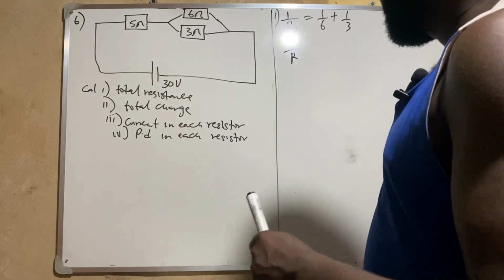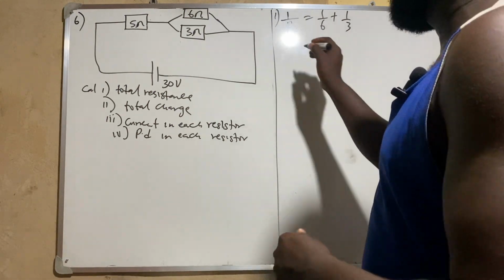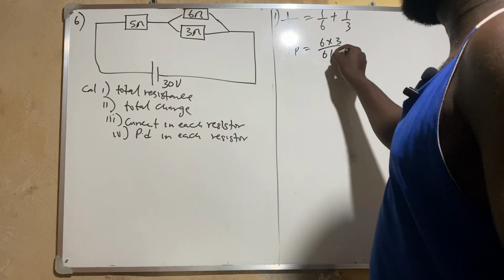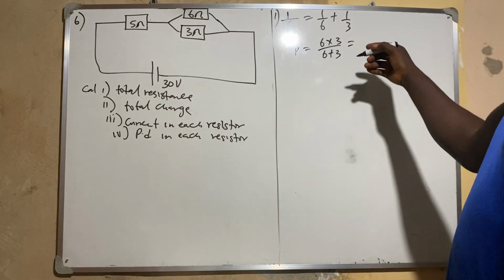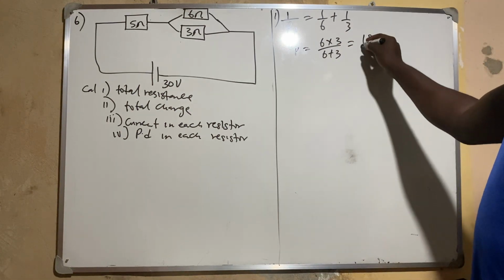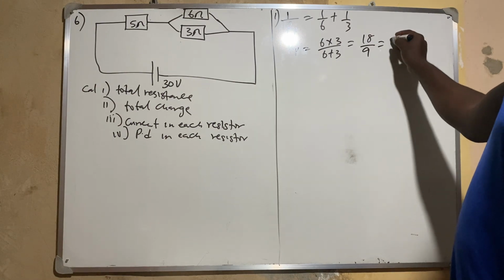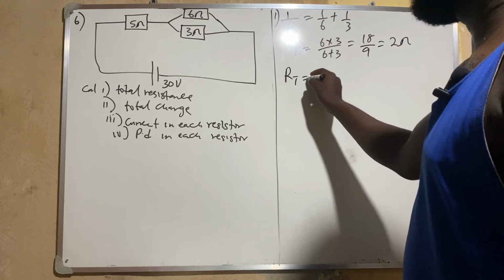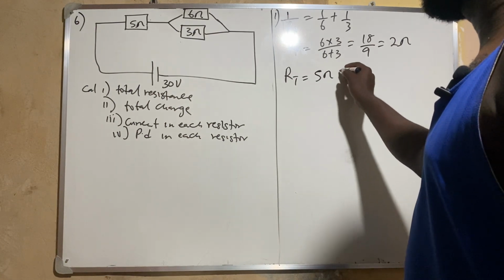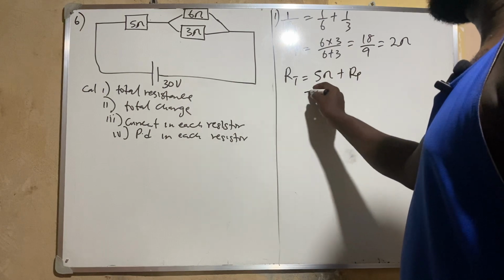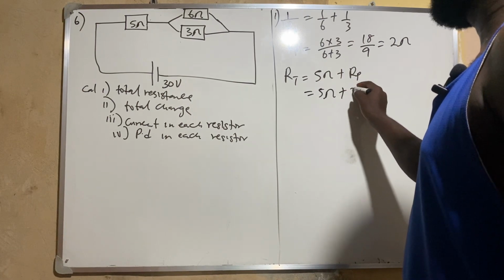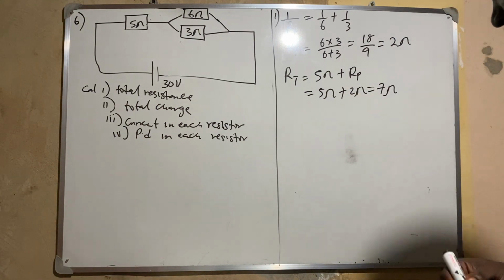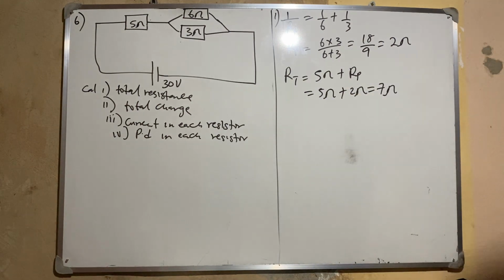Sorry, the easiest way to get it is to say R parallel will now be 6 times 3 all over 6 plus 3. 3 times 6 is 18, all over 9, which is 2 ohms. So R total will now be 5 ohms plus my R parallel, which is 2 ohms, which is 7 ohms.